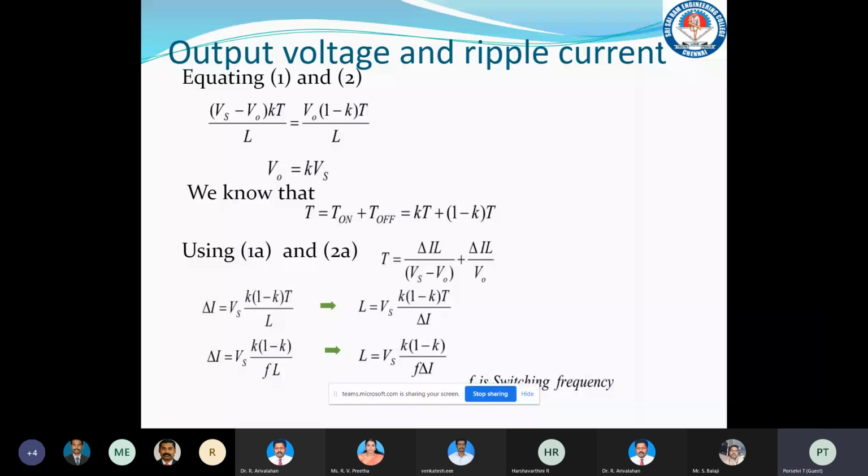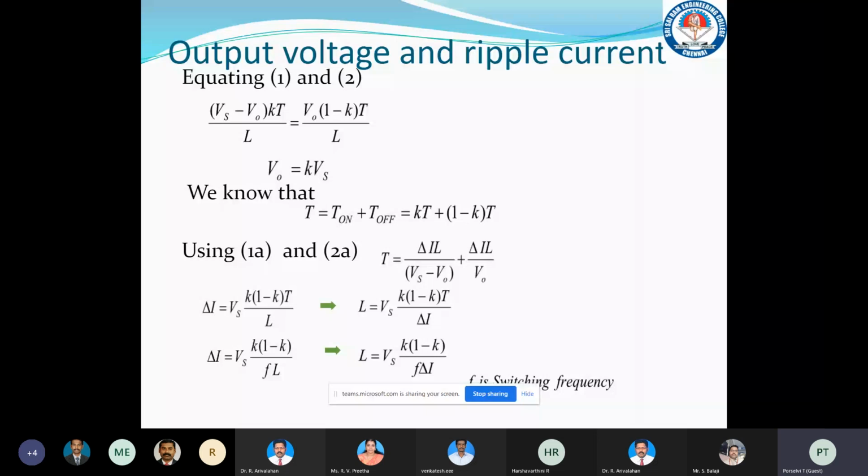When K is equal to 0, we get V naught as 0, and when K is equal to 1, we get V naught value as Vs. So we can infer from this expression that the output voltage varies from 0 to Vs, because it is a buck converter.